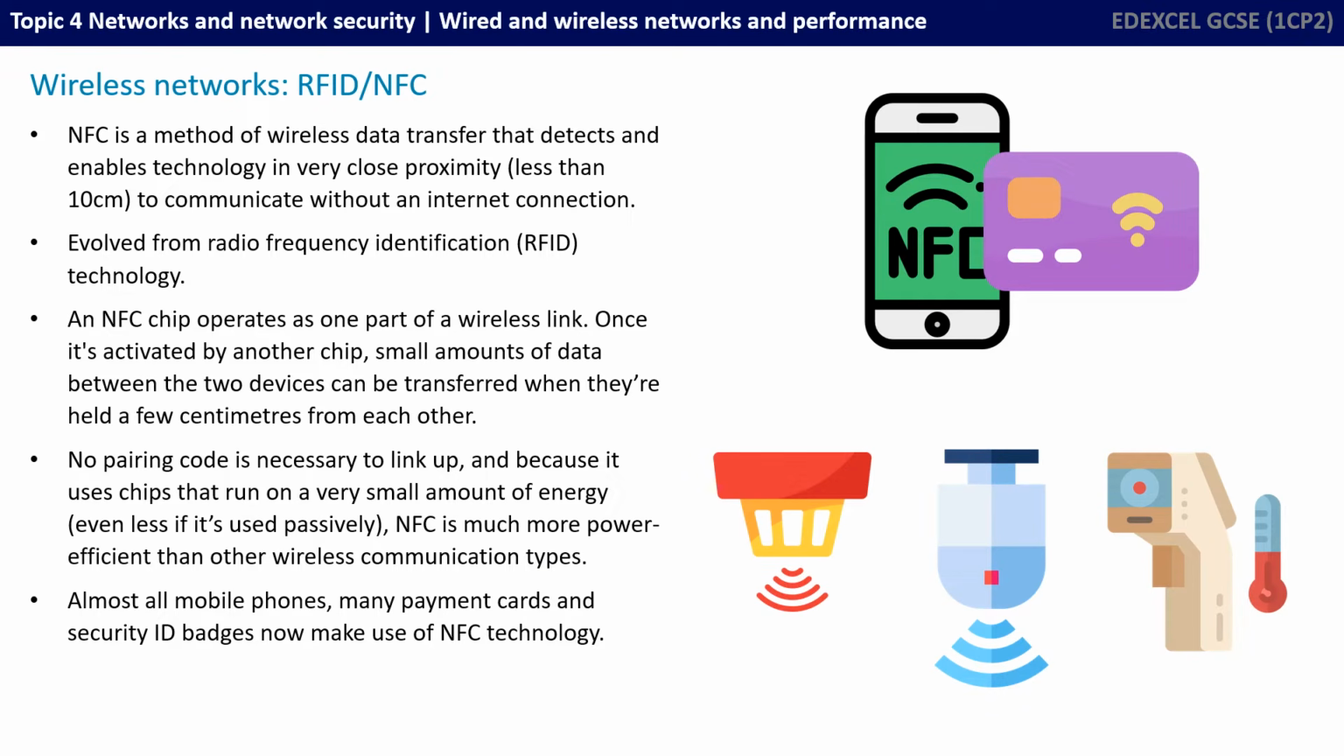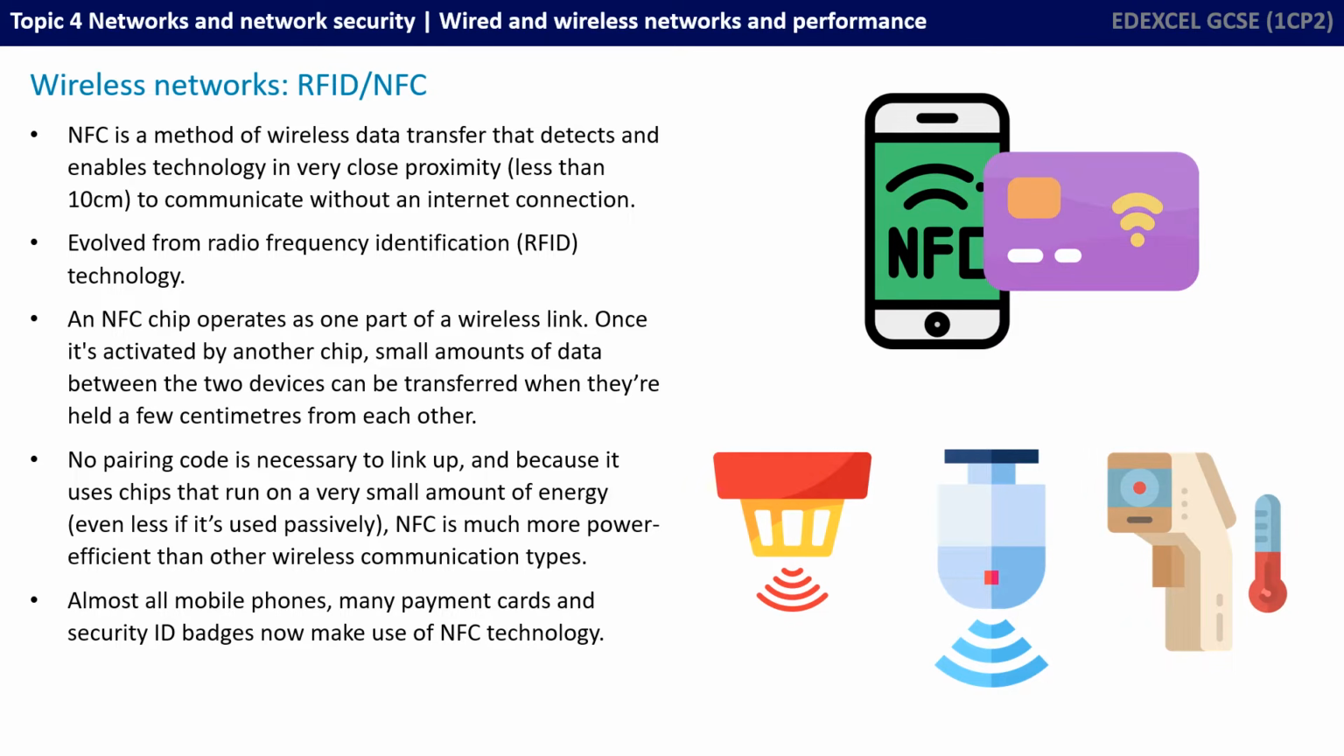So near-field communication, or NFC, is a method of wireless data transfer that detects and enables technology in very close proximity, so typically less than 10 centimeters, to communicate without the need for an internet connection. It evolved from the radio frequency identification technology, RFID. An NFC chip operates as one part of a wireless link. Once it's activated by another chip, small amounts of data between the two devices can be transferred.